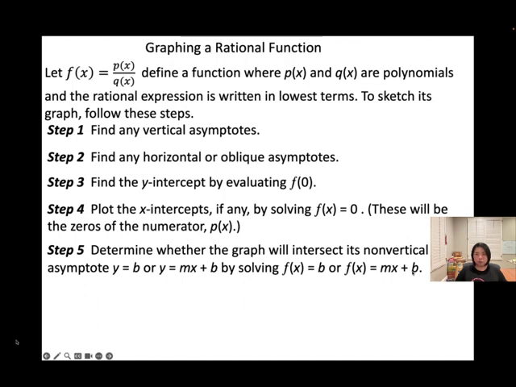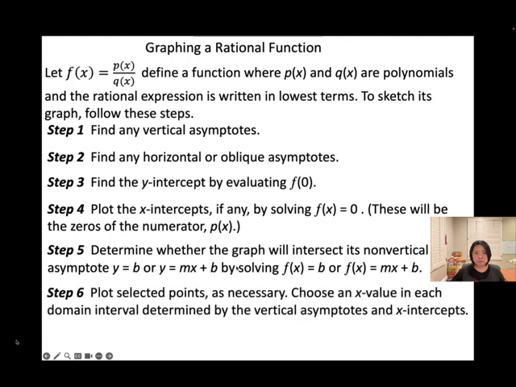Okay, remember the graph will not intercept the vertical asymptote, but it may have the chance that it intercepts the horizontal or the slant asymptote. So how can we find it out? When we have a horizontal asymptote or slant asymptote, you could solve it by using f of x, make the p of x over q of x equal to b, solve for it, or f of x equal to mx plus b. Plot selected points as necessary. Choose an x value in each domain interval determined by the vertical asymptote and the x-intercept. And then complete the sketch.